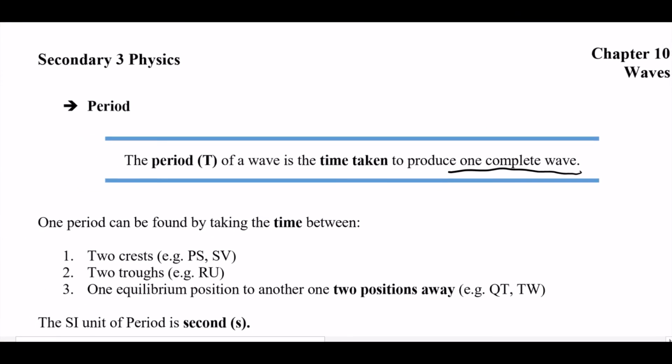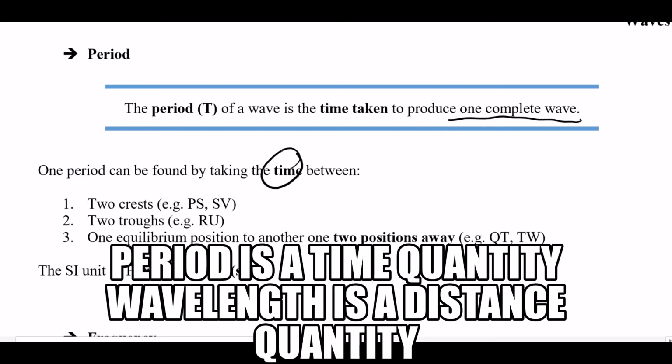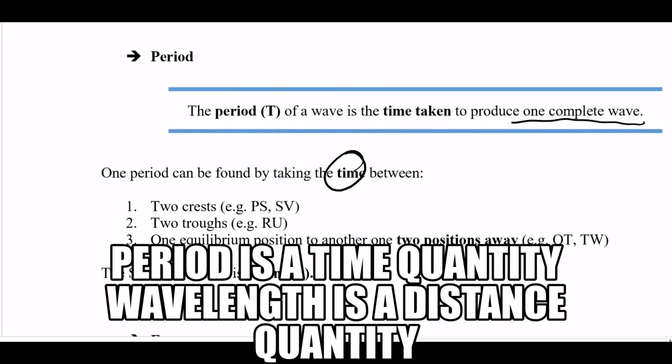So a period is the time taken to produce one full wave, one complete wave. It can be found by timing. Remember, a period is a time. So we're no longer talking about distance here. When we talk about distance, that is wavelength. But now we're talking about time. Period is a time quantity.